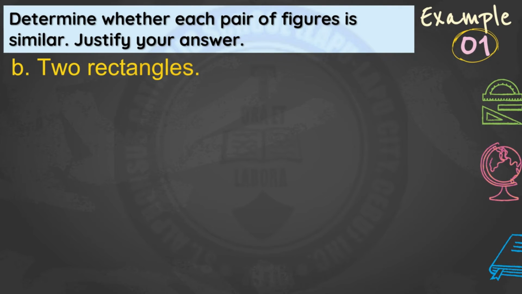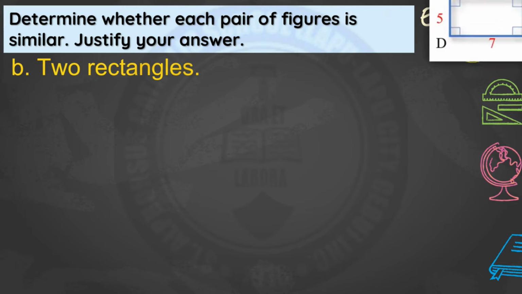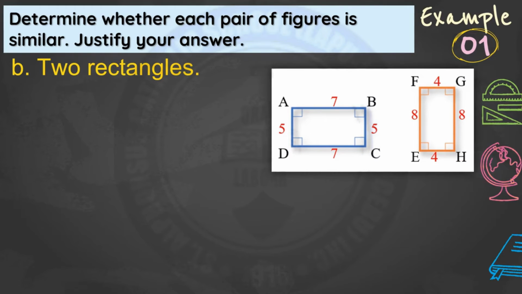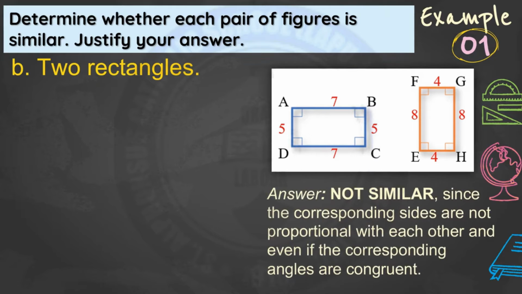Let us now consider the two given rectangles. So we have rectangle ABCD and rectangle FGHE. In this case, the two rectangles are not similar since the corresponding sides are not proportional with each other, even if the corresponding angles are congruent.